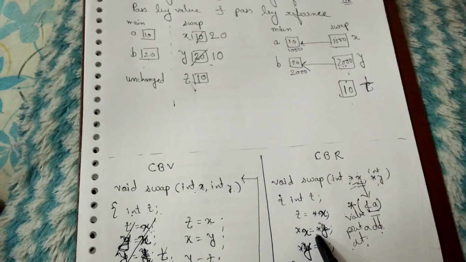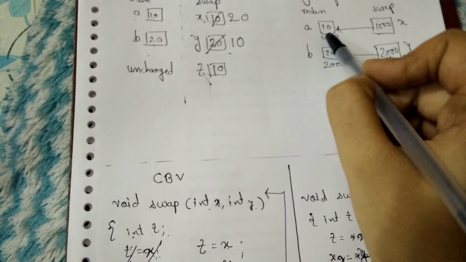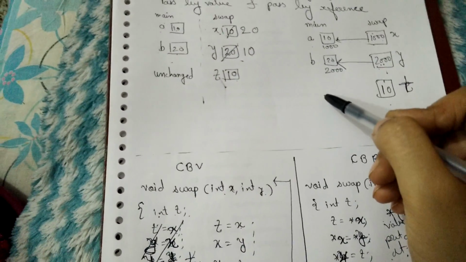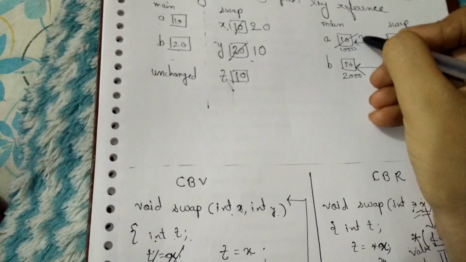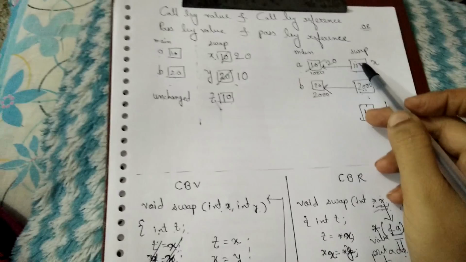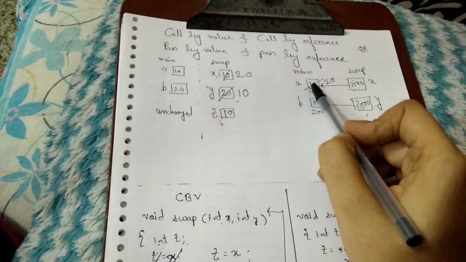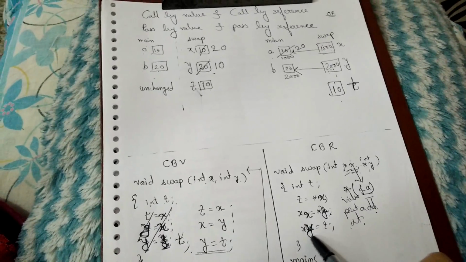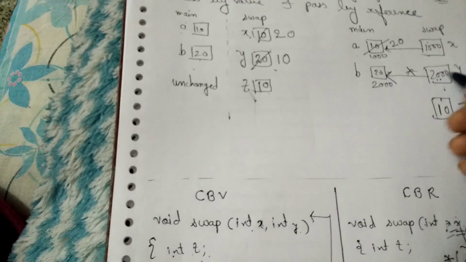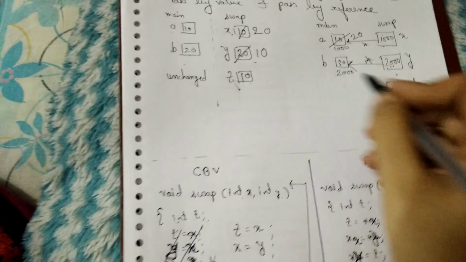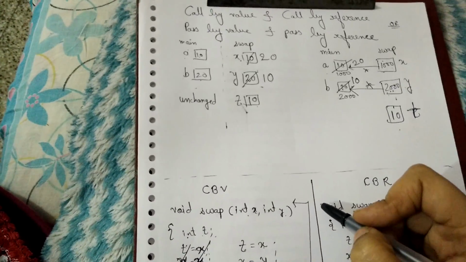Next, star of x equals star of y. This means the value present at x will be replaced by the value present at y, so the value present will be 20. See, the address will not be modified; the value present at that location will be modified. Next, star of y equals t. This is y and this is star of y. The value of t will be copied over here, that is 10.